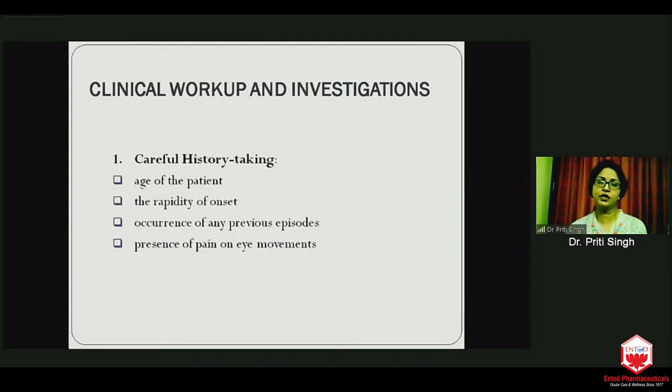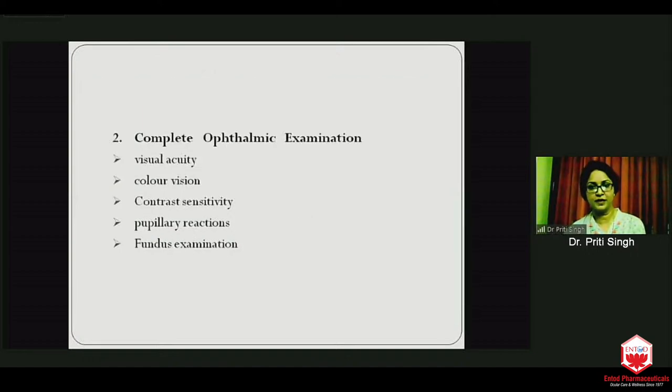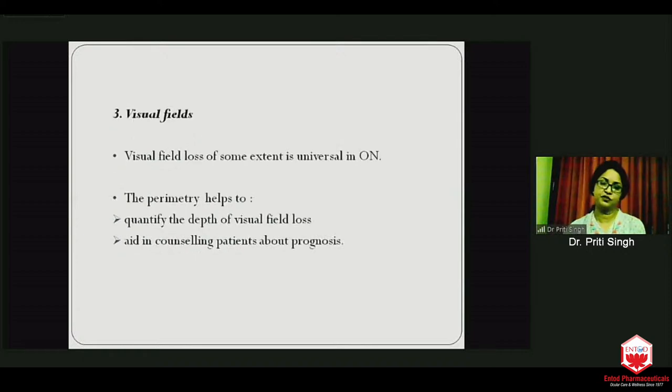Now, to reach a confirmatory diagnosis, we need to do a thorough clinical workup and a few investigations. Take careful history, do complete ophthalmic examination. Visual field loss to some extent is universal in optic neuritis, so do perimetry. It will help in quantifying the depth of the visual field loss and also aid in counseling the patient about the prognosis, because the deeper the visual field loss, the poorer the visual prognosis.